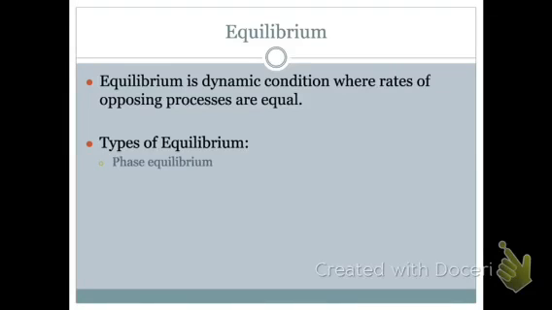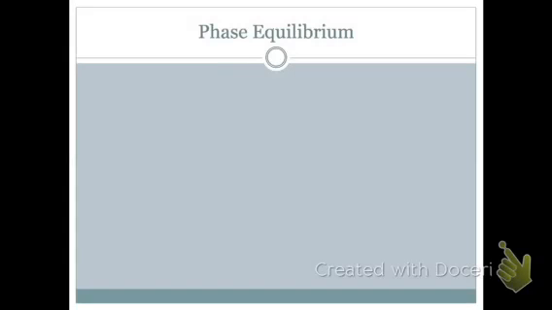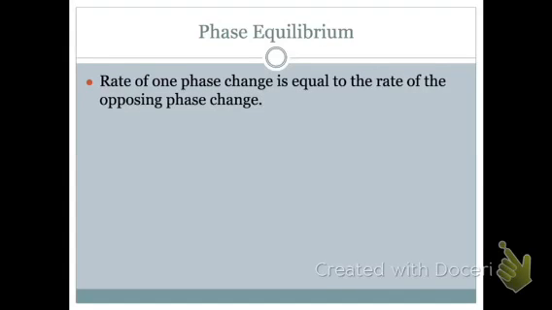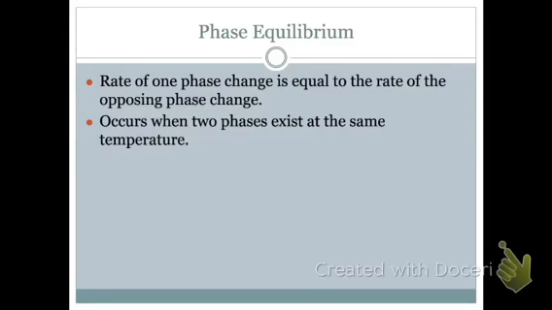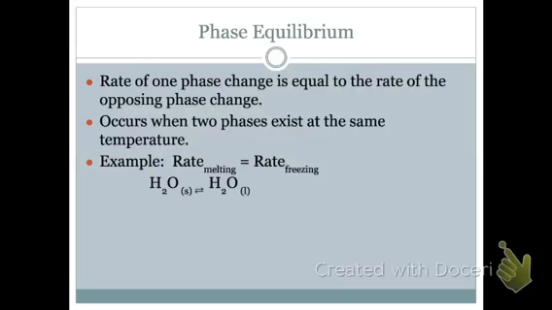There are 3 types of equilibrium. You've got phase equilibrium, solution equilibrium, and then chemical equilibrium. Phase equilibrium is the rate of one phase change is equal to the rate of an opposing phase change. So an example would be when 2 phases exist at the same temperature, like melting and freezing. So if it's an endothermic process, it's in the process of melting, it's going to have both solid and liquid there. So technically the rate of melting is equal to the rate of freezing. So you've got your solid and your liquid there.